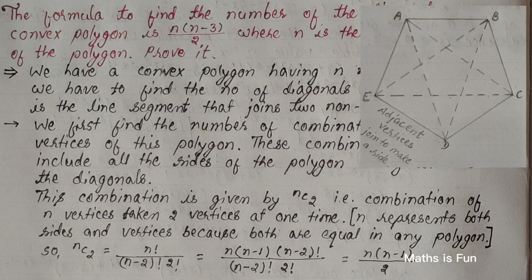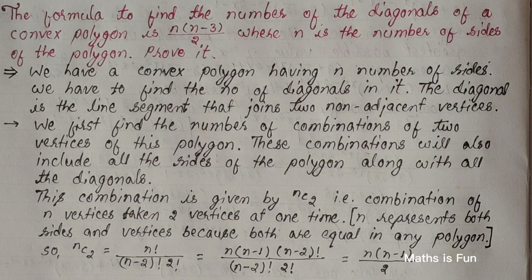Among n number of vertices in this polygon, if we take a pair of vertices, then there are several such pairs in a polygon. Among these pairs of vertices, some of them are diagonals and some of them are sides of the polygon. A diagonal is a line segment that joins two non-adjacent vertices, whereas sides are the line segments that join two adjacent vertices. So we first find the number of combinations of two vertices of this polygon.